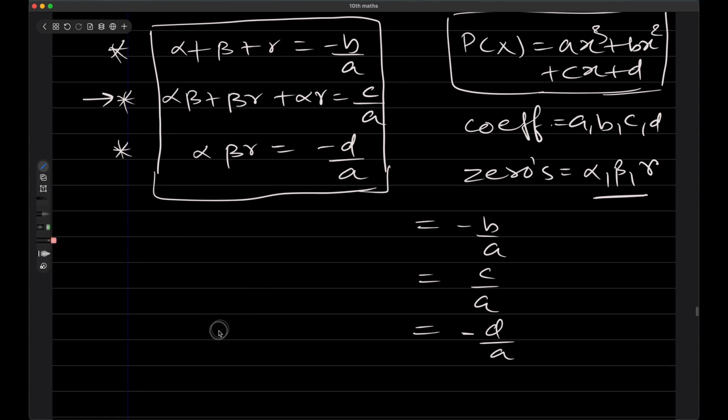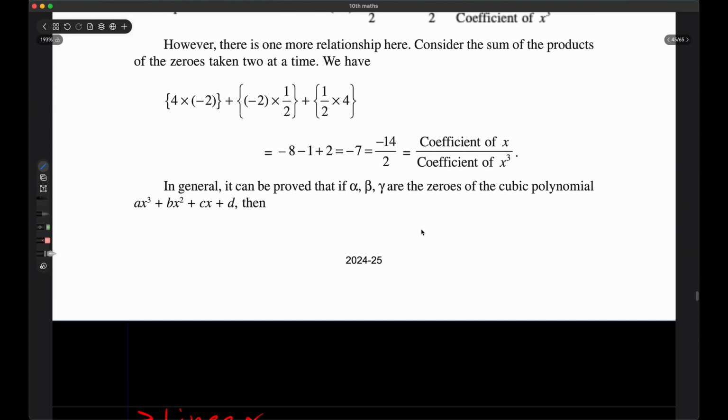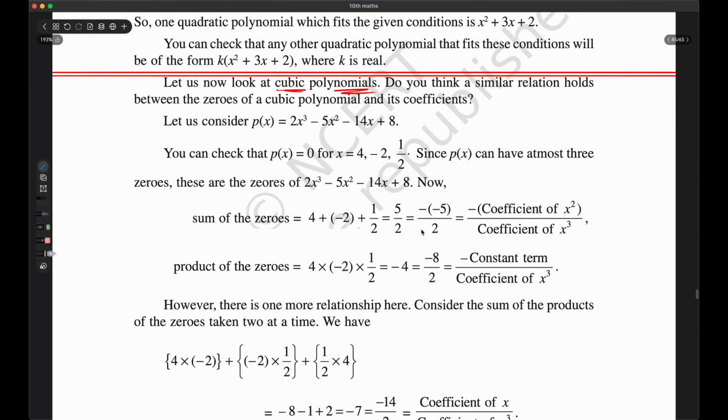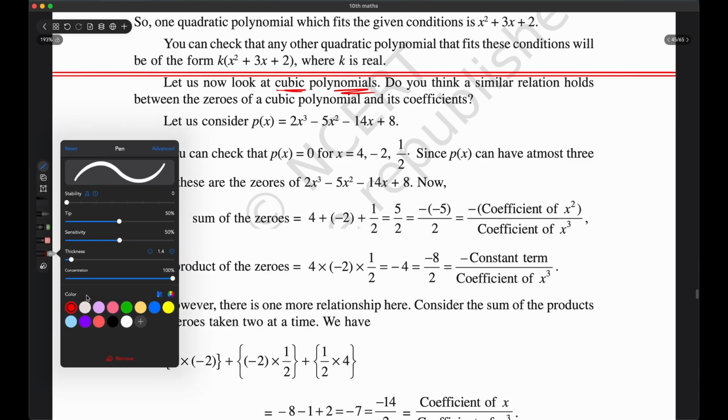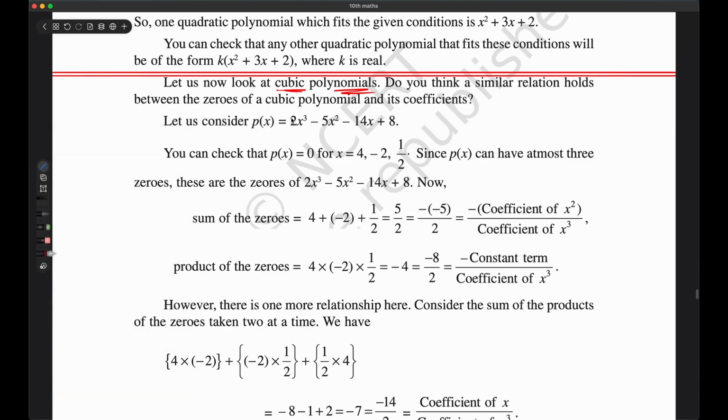Now let us check the theory. We have one example, p of x equals 2x cube minus 5x square minus 14x plus 8. If we find the zeros of the polynomial, we get x equals 4, minus 2 and 1 by 2, and since it is cubic, we have at most 3 zeros.